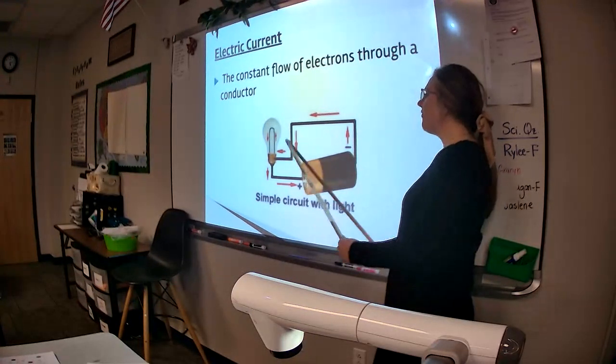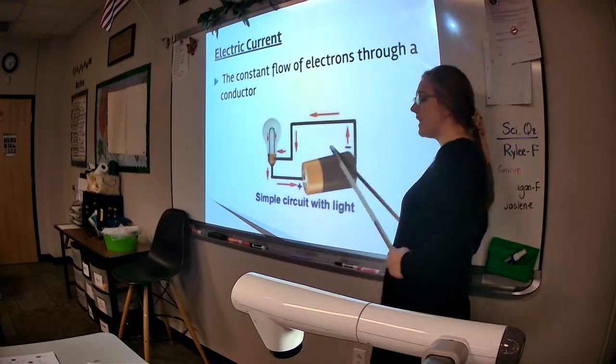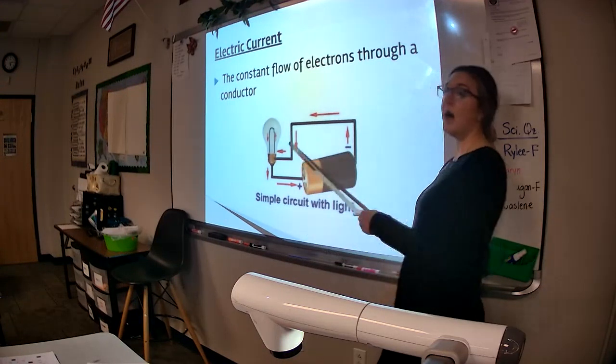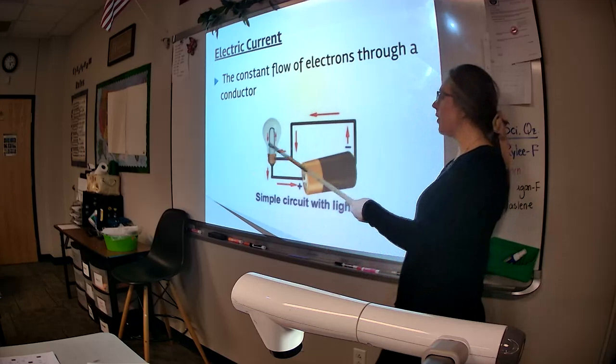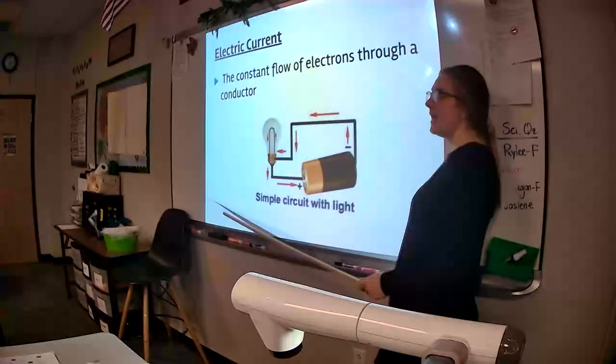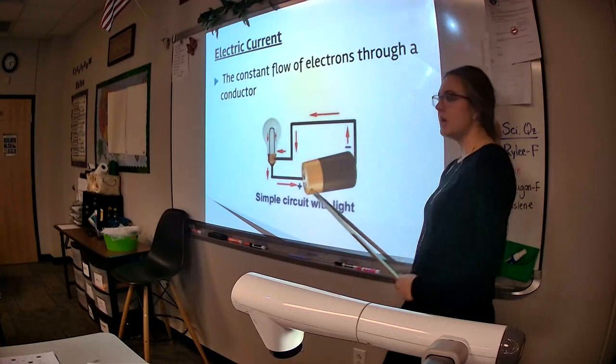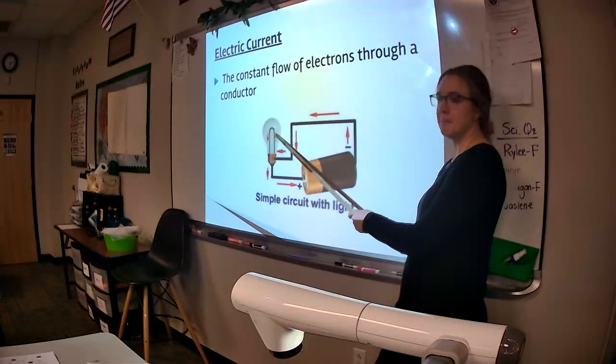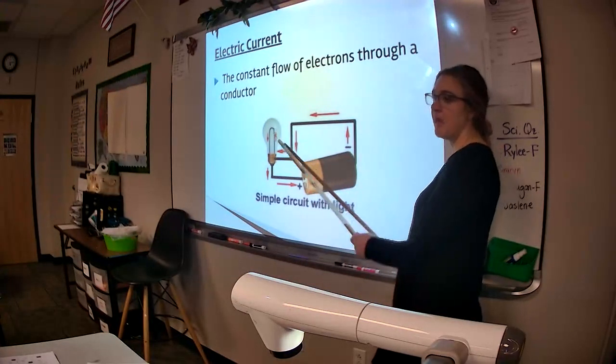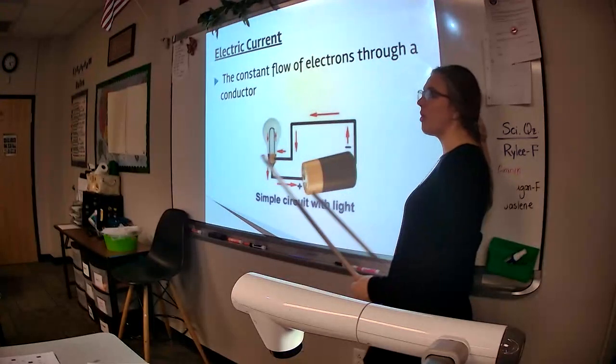Now, if the flow of current through this path is strong, there's a lot of electrons flowing through, the bulb will be very bright. If there's not a whole lot of electrons flowing through and the current is weaker, the bulb will light but very dim. Current is the amount of flow going through the circuit.